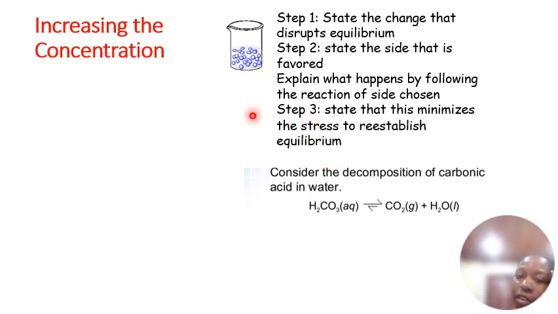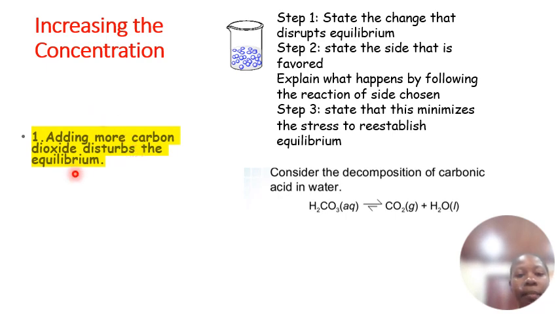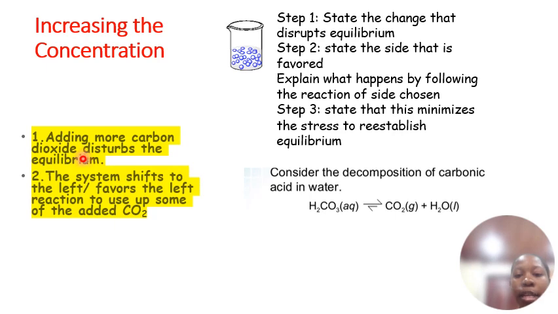So here we have increasing the concentration. My first step is state the change that disrupts equilibrium. Look at it. So adding more carbon dioxide disrupts the equilibrium. That's it. Now my next step. So what side is going to be favored? The system is going to shift to the left. So I am saying that the system is going to be shifting to the left.